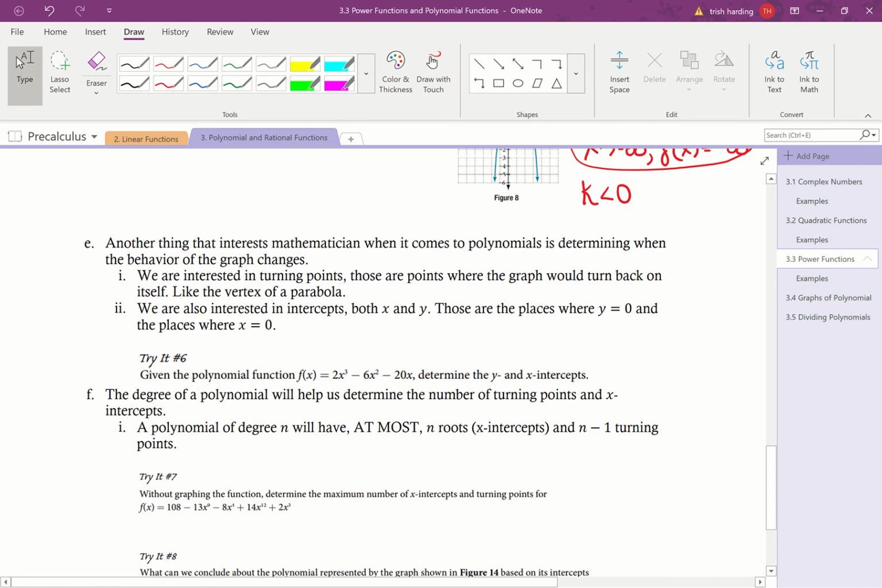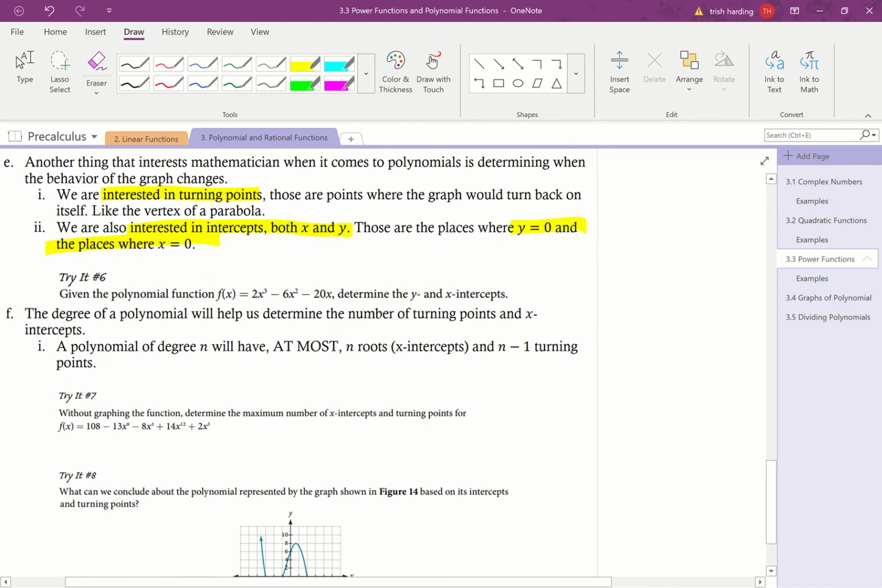So another thing that interests us as math people is determining the changes of a graph. So when something changes, those are things like turning points, like in a parabola where it goes back on itself, the vertex. Another interest of ours is if y is equal to 0, so if we have an x-intercept, or if x is equal to 0, if we have a y-intercept. Those are things that are very important to us. So we're interested in turning points and interested in intercepts, both x and y.